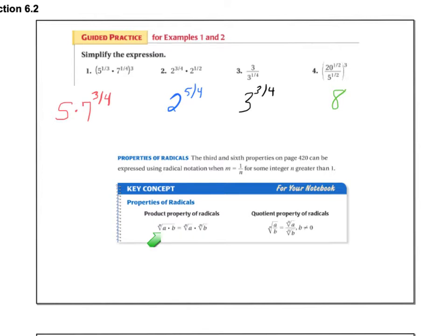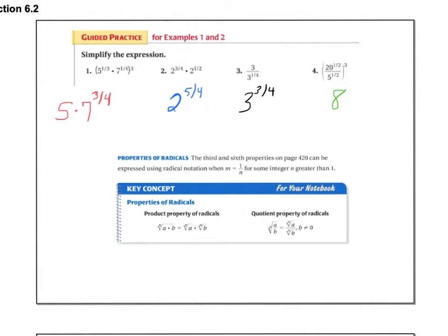The first one is the product property of radicals, and that means if you're taking the square root or the nth root of any product of 2 numbers, you can break this up into the nth root of each number and then take the product afterwards. It also works in reverse, that you could take this and turn it into that expression if you needed to.